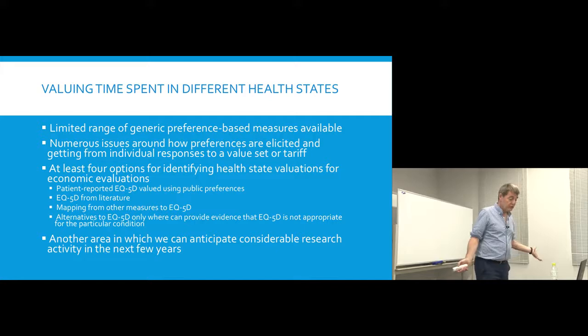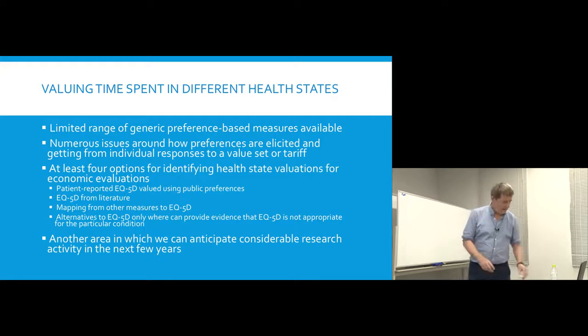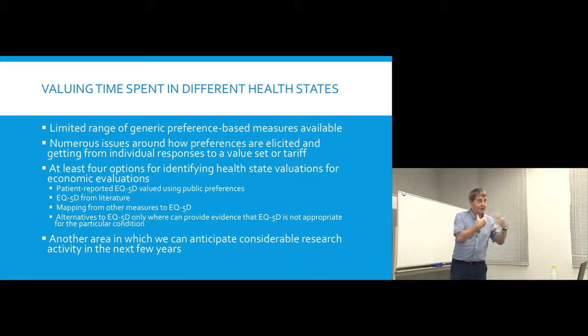Now, time trade-off is just one method. It is currently probably the most widely used method, but it is just one method, and it has a few problems, but I won't go into them in detail. So that was one issue. There are different ways of eliciting these preferences. Second issue is, having elicited preferences, we don't just want scores for a subset of health states, we want a full set of scores, a tariff or value set. We want a score for every health state.